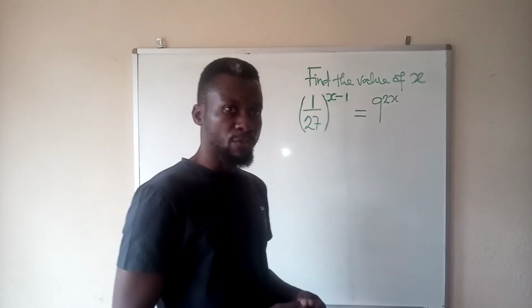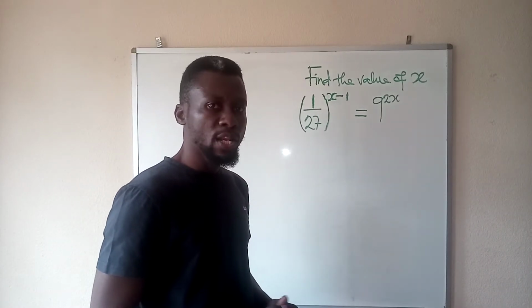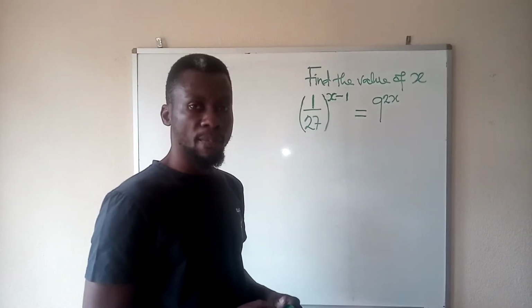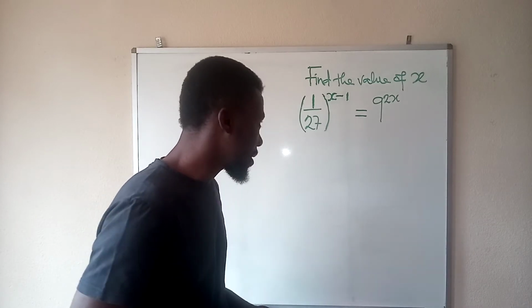Now I have this question on the board to solve with you. So that's our question for today. The question says find the value of x if we have, in brackets, 1 over 27 raised to the power x minus 1 is equal to 9 raised to the power 2x, right?